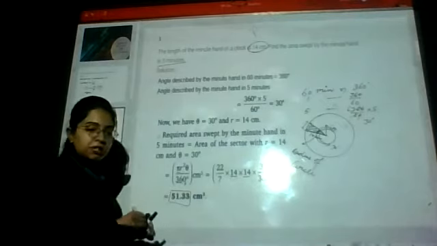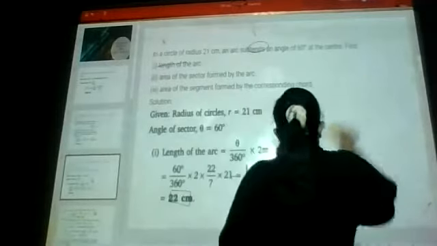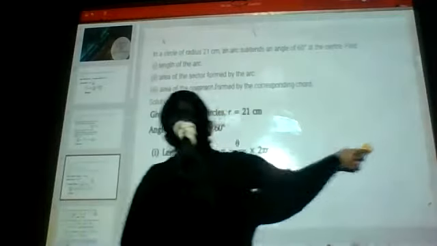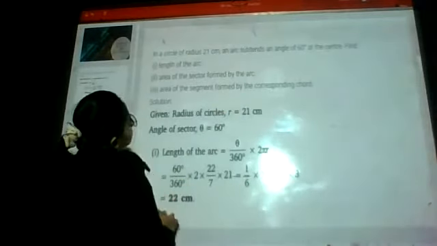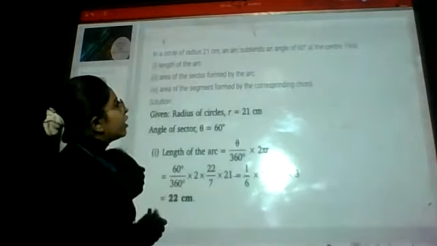Yeah? So coming to the next question. Next question is, there is one circle given to you. Okay, in that circle, the radius of the circle is 21 centimeter and an arc subtends an angle of 60 degree. Okay, the radius is given to you, an arc is there which makes an angle of 60 degrees.